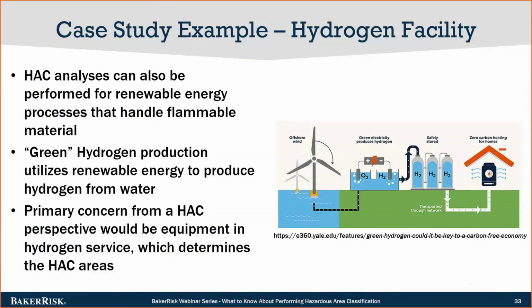And your primary concern from a HAC perspective is which equipment is in hydrogen service, that'll determine your classified areas. So as the hydrogen is being generated, compressed, and then stored, that equipment will need to be reviewed using HAC to ensure that you have suitable ignition controls in place for the equipment that's being used in that process.